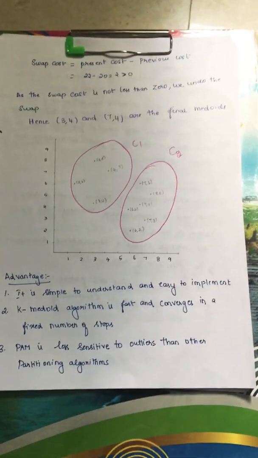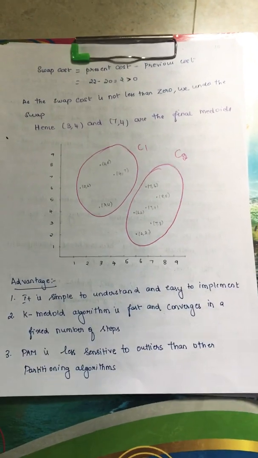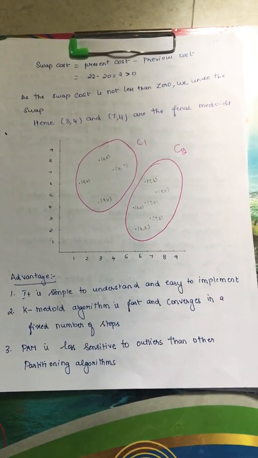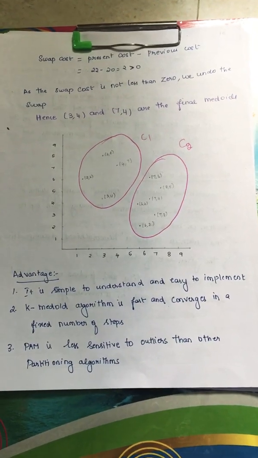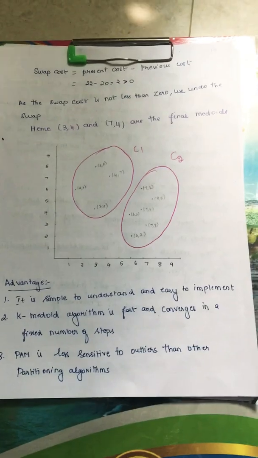Okay, so the advantage is that it is simple to understand and easy to implement, and the K-medoids algorithm is fast and converges in a fixed number of steps. PAM is also less sensitive to outliers than other partitioning algorithms. So that's all.